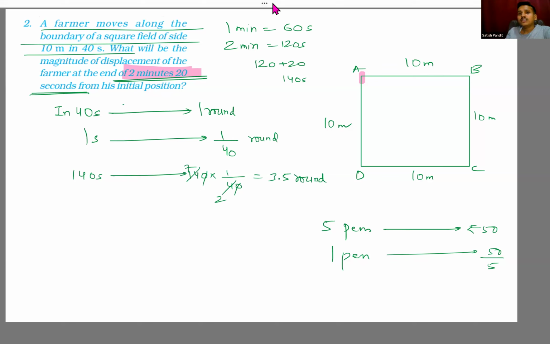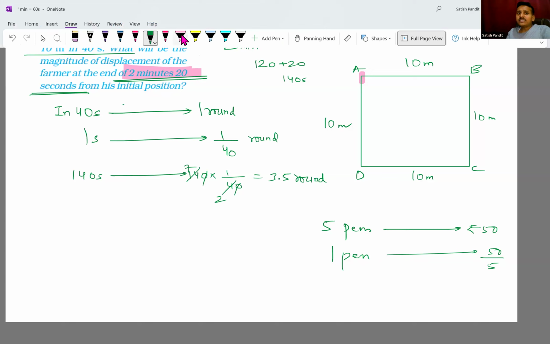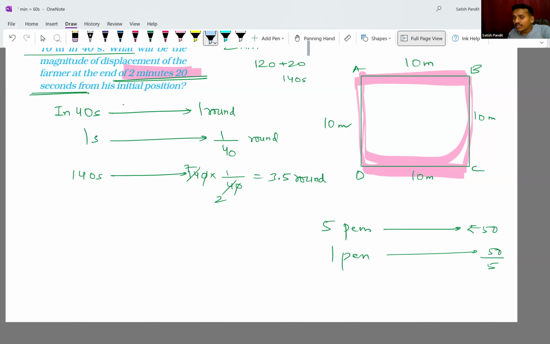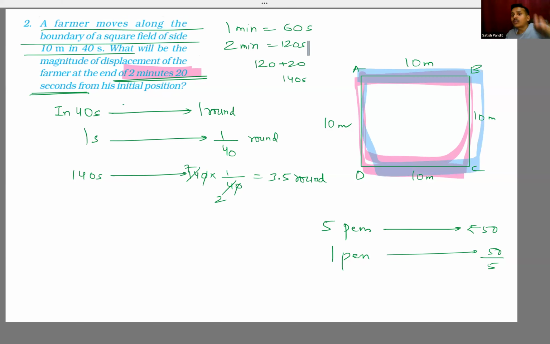Just give it a try. See, the farmer is starting from here. This is 1 round, this is the 2nd round, this is the 3rd round. So where will the half round be? Half round will be till here only, because if you come back, it will be 4 rounds, right? So half round will only be till C. Yes or no, everyone? Yes, very nice.